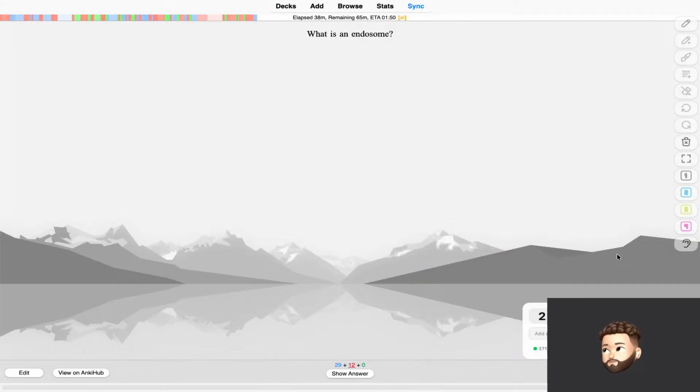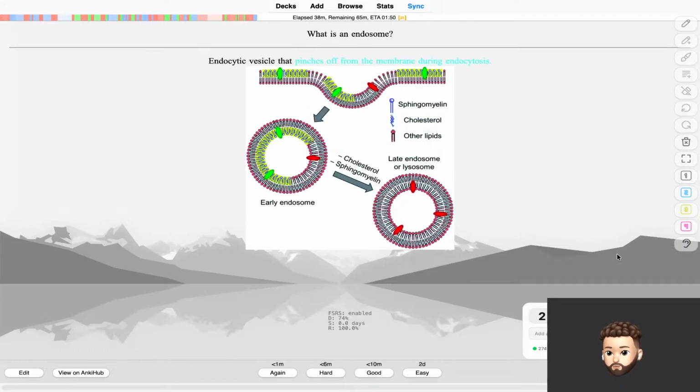What is an endosome? It's an endocytic vesicle that's taken in during endocytosis. Endocytic vesicle that pinches off from the membrane during endocytosis.